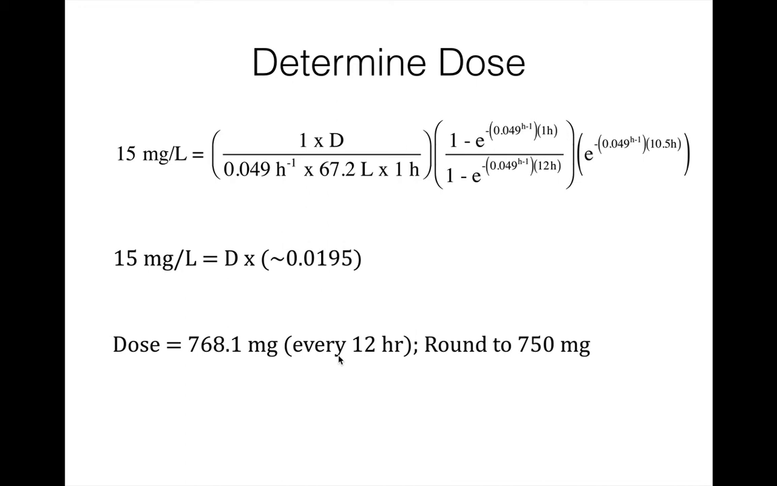Now, when we reduce the dose from 768.1 to 750, that obviously also changes our predicted trough concentration. We could go back in here and plug in 750 and solve for the concentration, or we can do it by ratio. I'm not going to do the calculations here, but just to say, with the reduction to 750 milligrams, the predicted trough is 14.6 milligrams per liter.